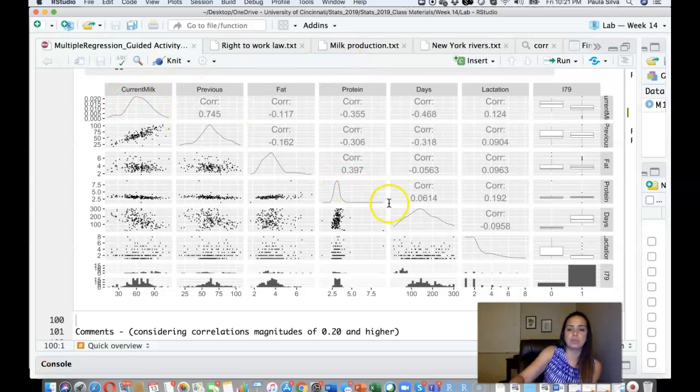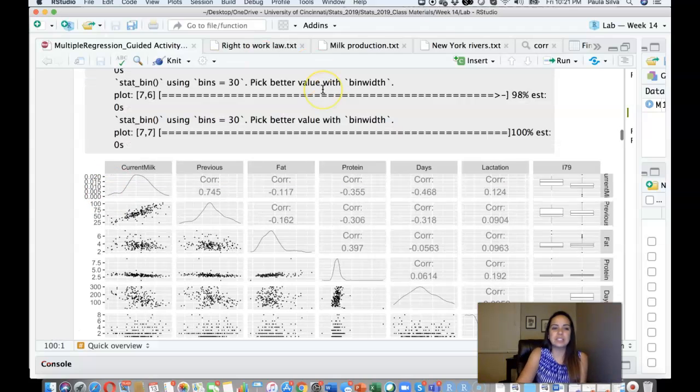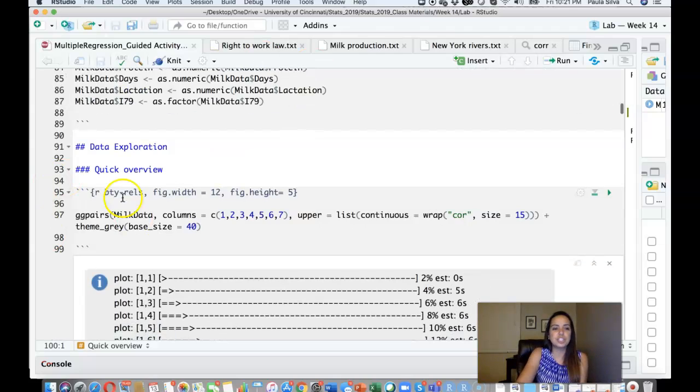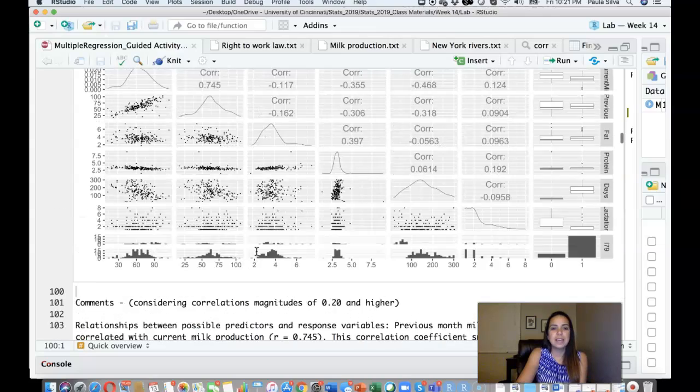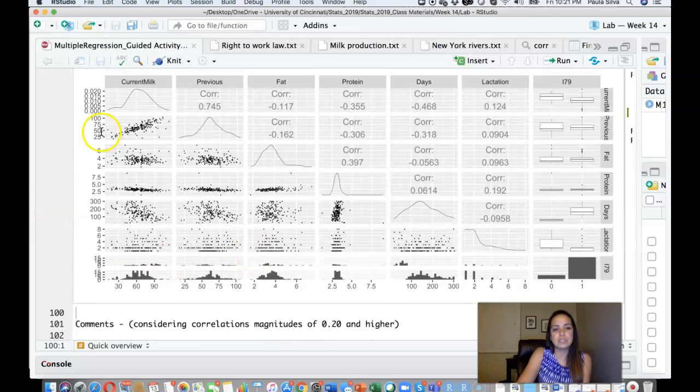So this diagonal here would be kind of useless if you did a scatter plot or if I got a correlation coefficient, because the correlation coefficient would be 1 and we would have like this line of points right in the middle, because it would be a perfect correlation if we create a scatter plot of a variable with itself. Here's current milk, here's current milk. All right, so instead what the function ggpairs does is to create the distributions of these variables, right?